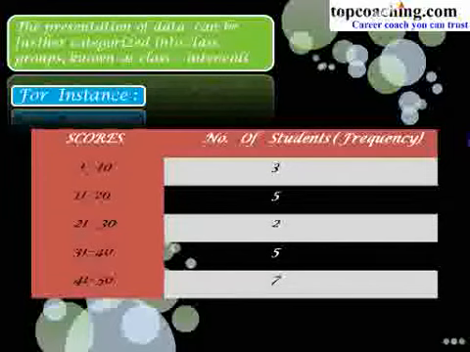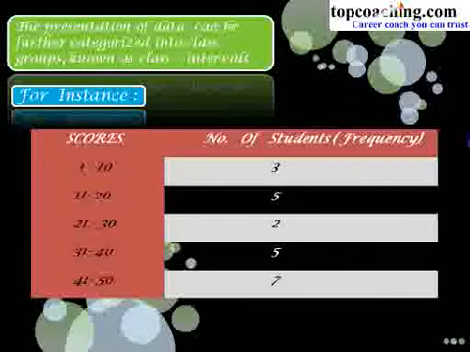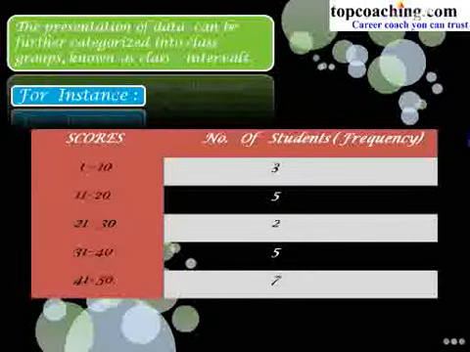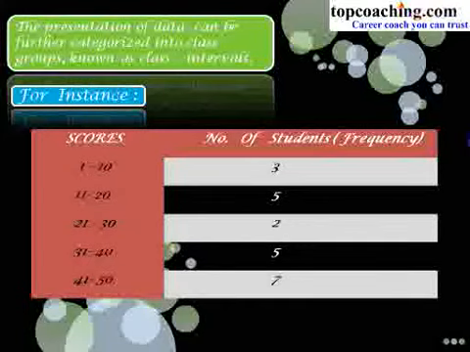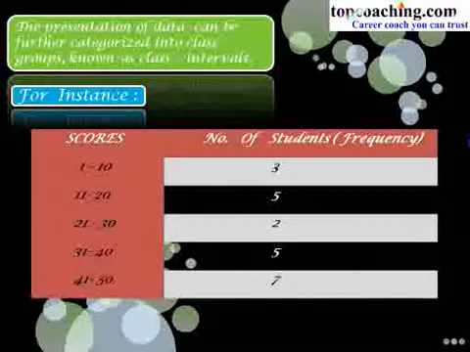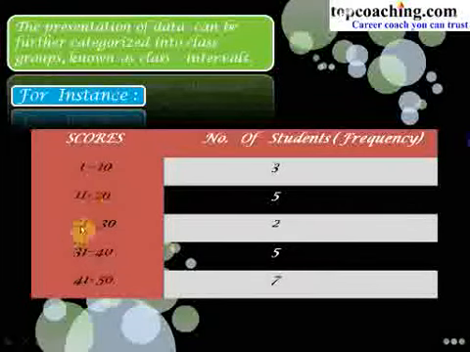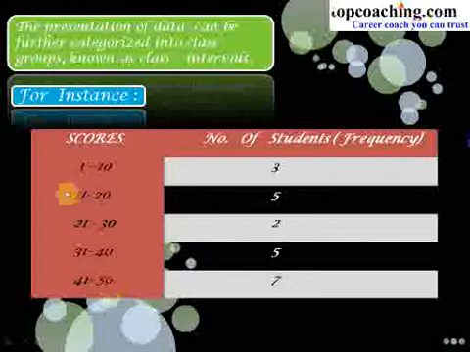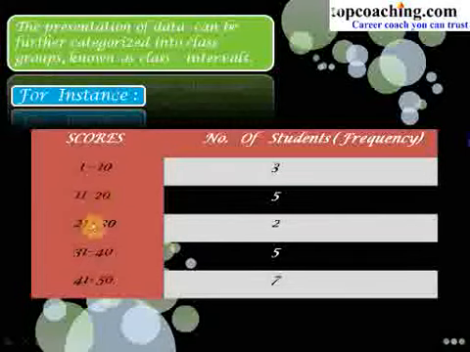Moving to our next problem, this is another way to present the data. The presentation of data can be further categorized into class groups, or class intervals. In the previous example, the data was in the form of ungrouped data. But in this example, we have the data in the form of grouped data. Like 1 to 10 is a group, 11 to 20 is another group, 21 to 30 is a different group, 31 to 40 and 41 to 50. These groups are known as class intervals.